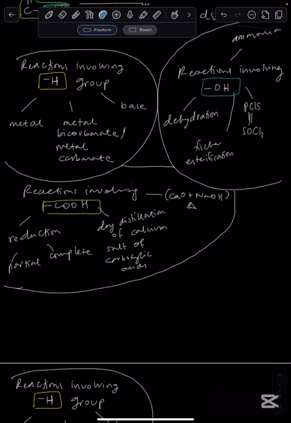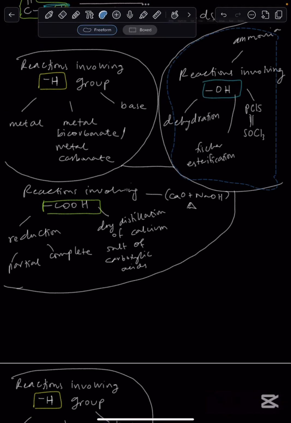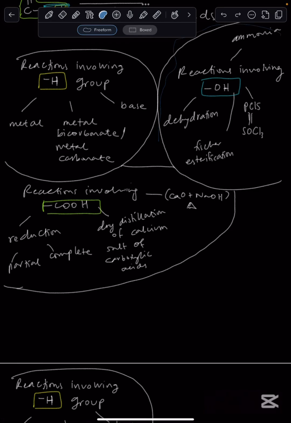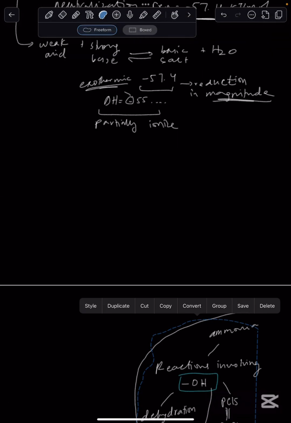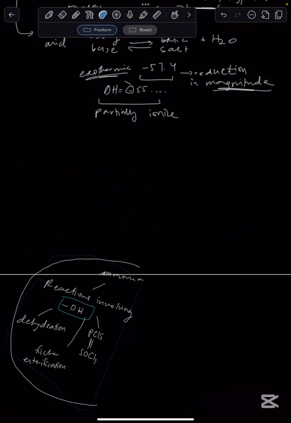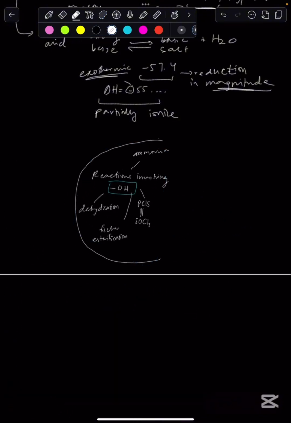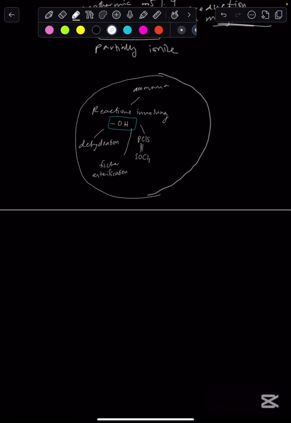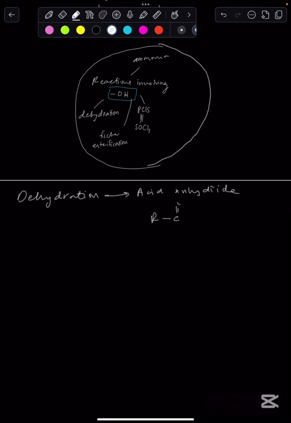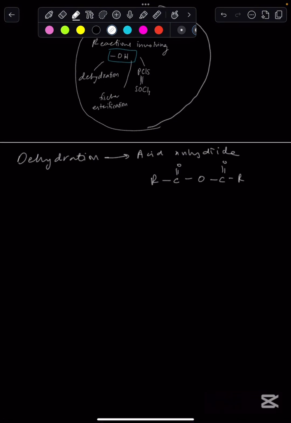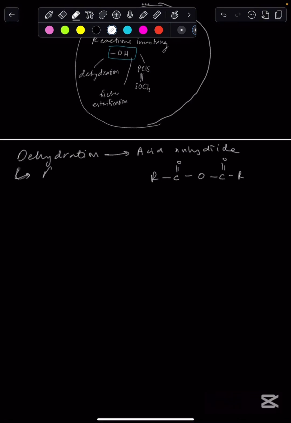Now we move on to the reaction involving the hydroxyl group. First we may see the dehydration reaction, which may result in acid anhydride. The general formula of acid anhydride is RC double bond O, O, C double bond O R. For the dehydration reaction, the dehydration reagent is phosphorus pentoxide.